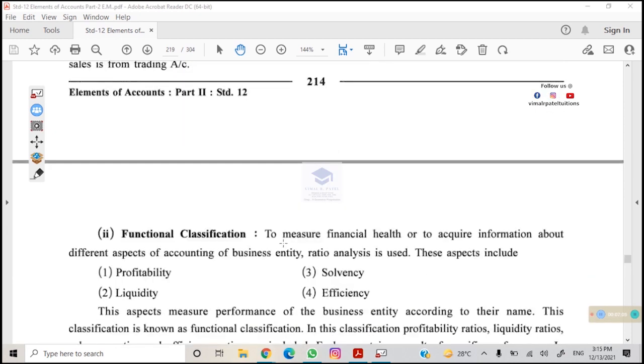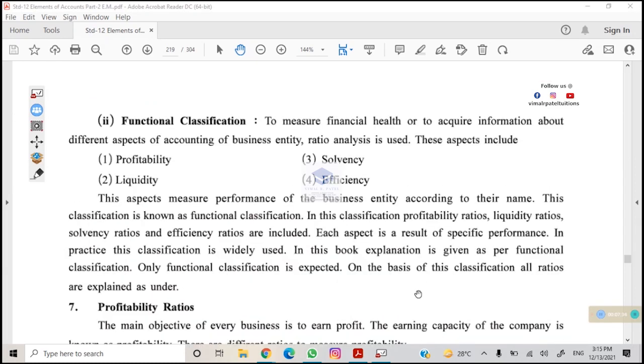Then functional classification. To measure financial health or to acquire information about different aspects of accounting of a business entity, ratio analysis is used. These aspects include profitability, liquidity, solvency and efficiency. So profitability ratio, liquidity ratio, solvency ratio and efficiency ratio. These four types of accounting ratio are in your syllabus.